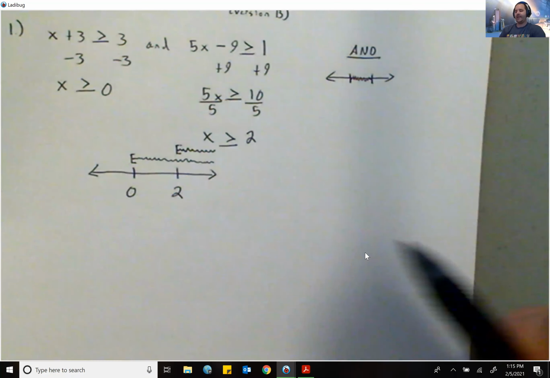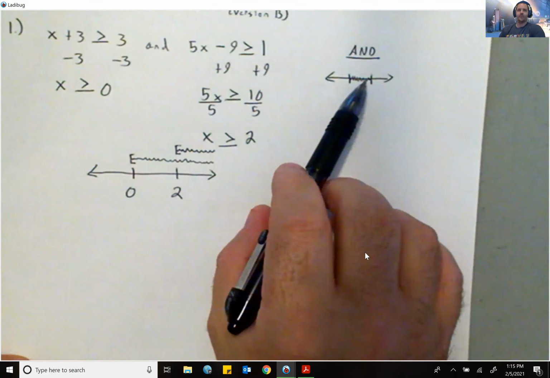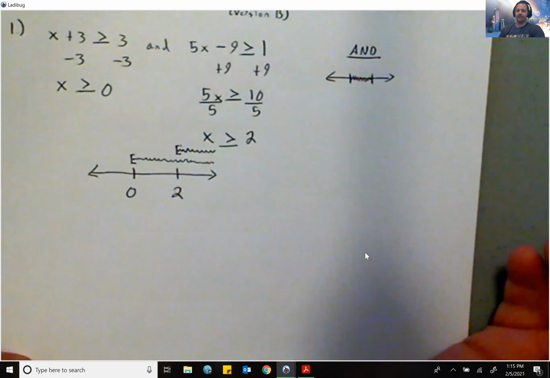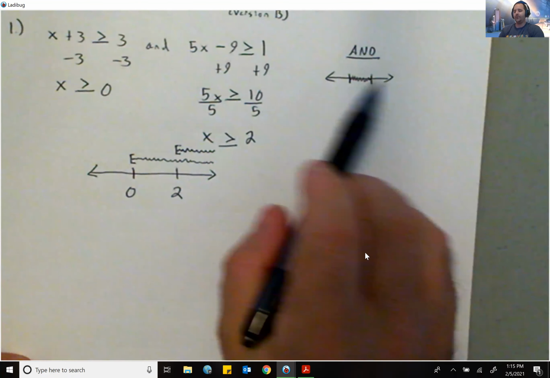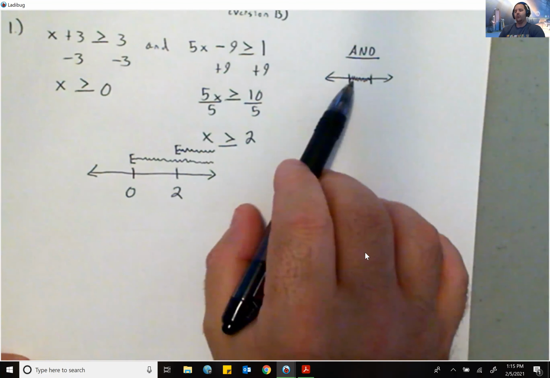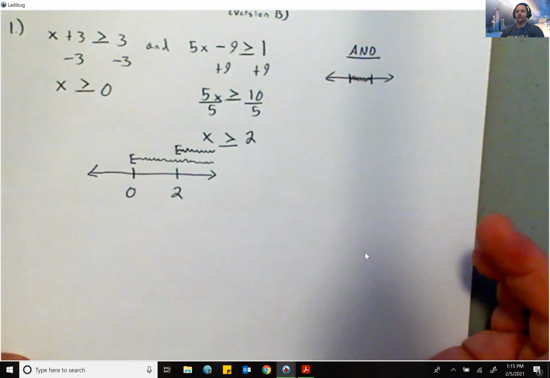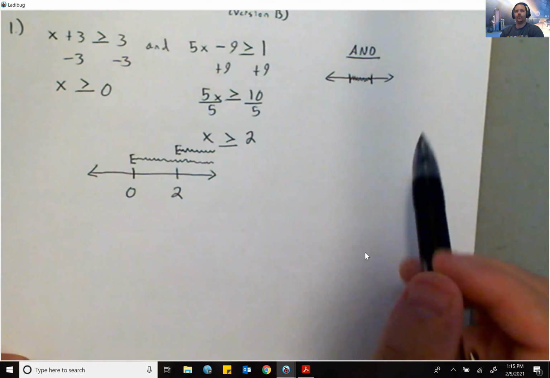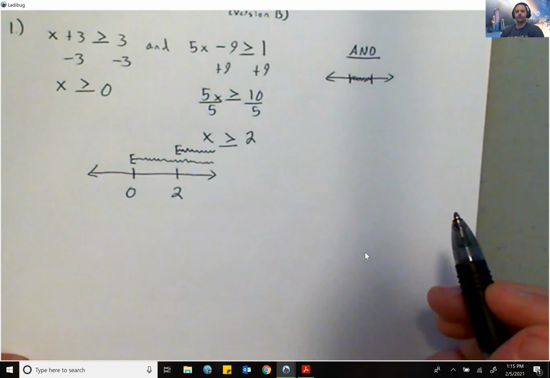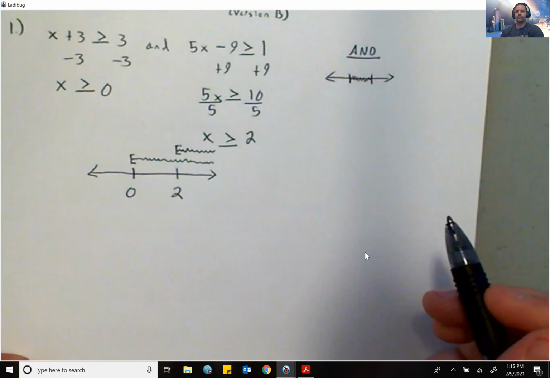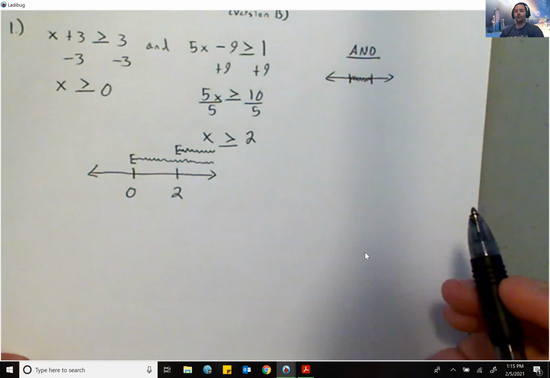Now, we like ands shading in the middle, but remember sometimes that doesn't always happen. So let's talk again. Why do ands shade in the middle? Well, what are ands really after? When we look at an and answer, what are you really trying to look for? Where they intersect. In other words, where they overlap.